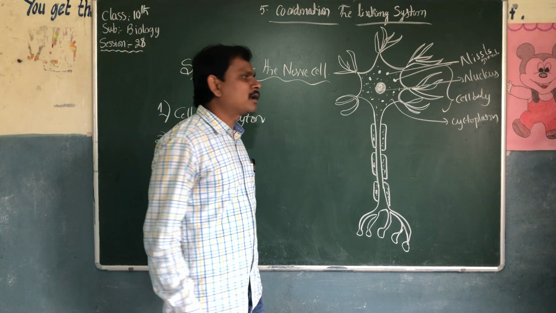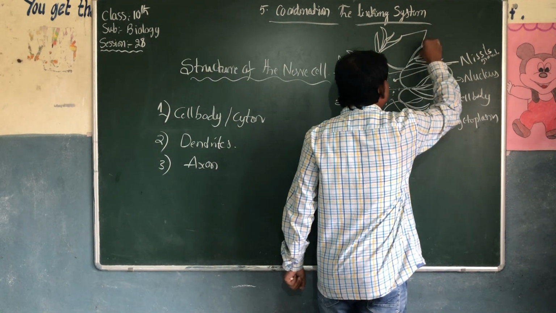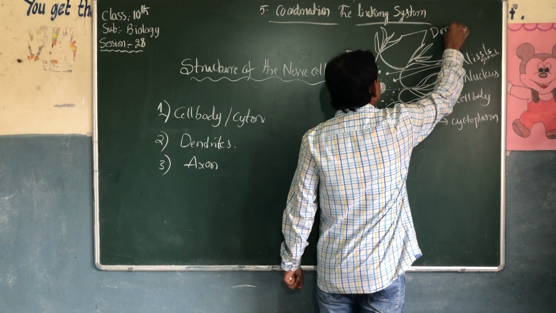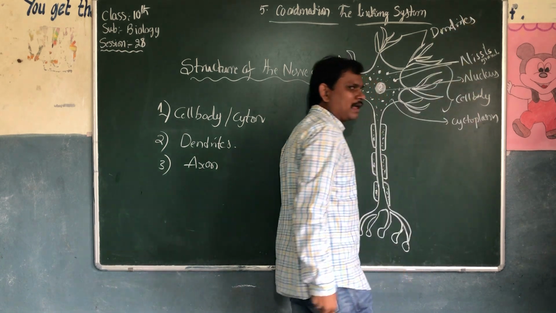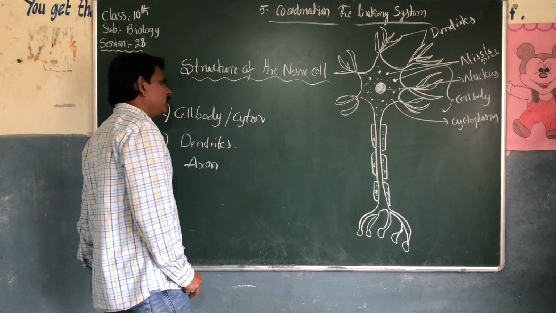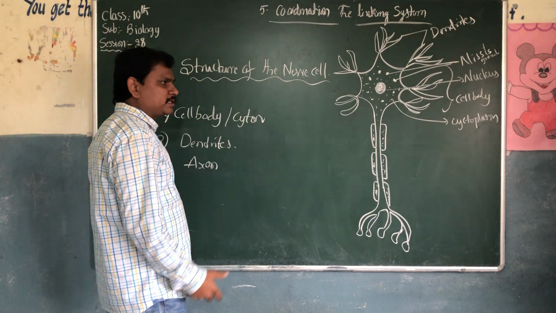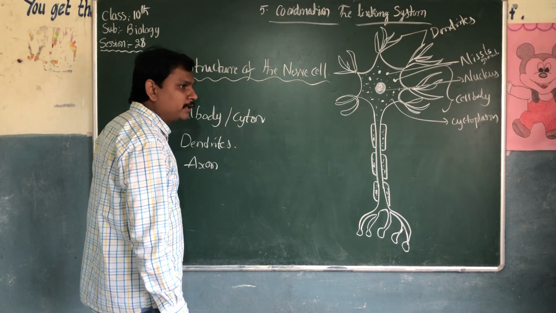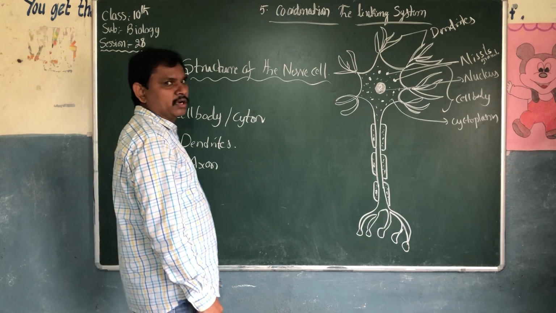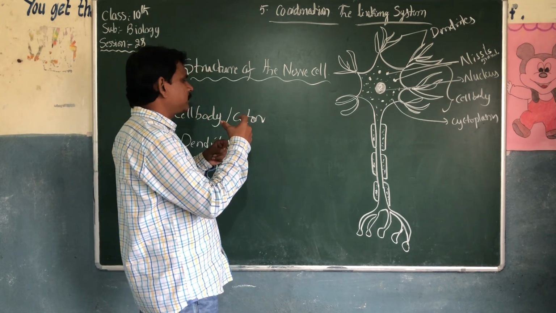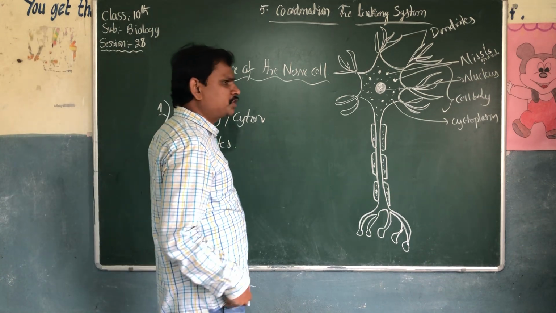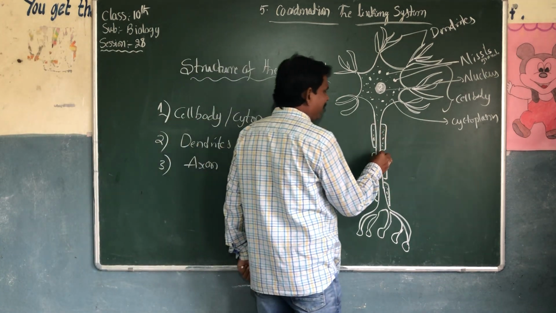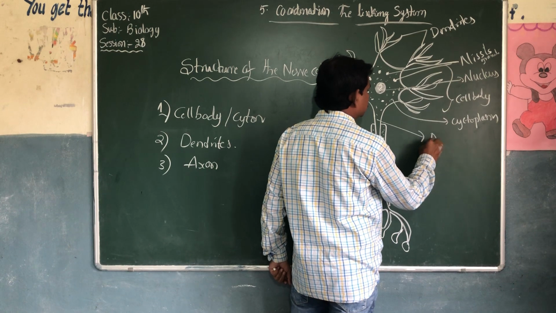These small projections are called dendrites. There is one more projection that arises from the cell body. When compared to the dendrites, this projection is very long. This long projection is called the axon.